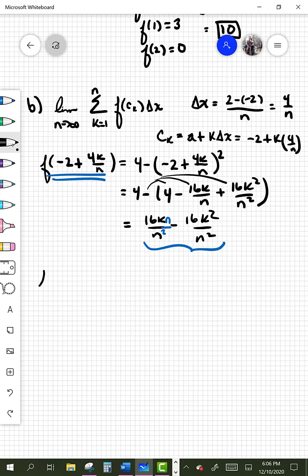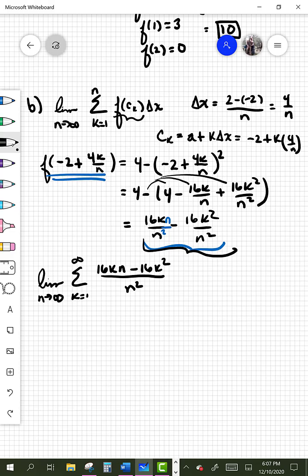Now we're looking at this limit as n is going to infinity, summation k equals 1 to infinity of this right here, which is our f of c sub k. With a common denominator, we have 16kn minus 16k squared all over n squared. And then this is all times delta x, and our delta x right here is 4 over n. So all times 4 over n.